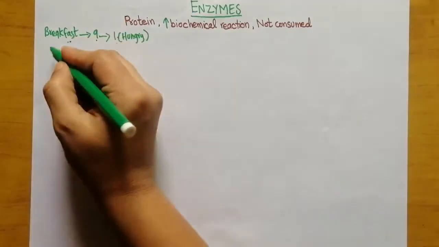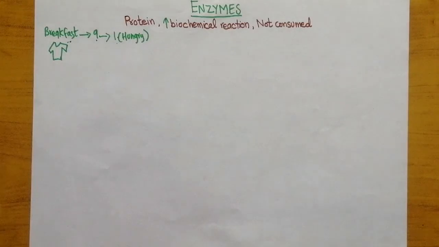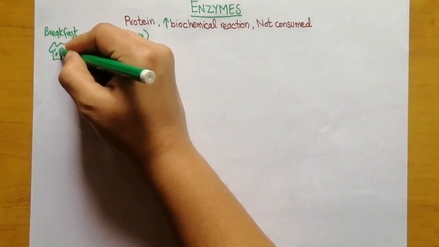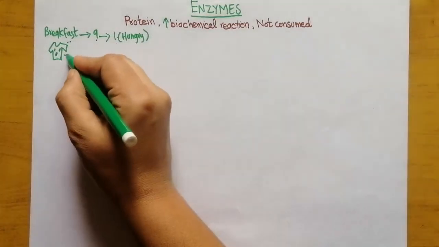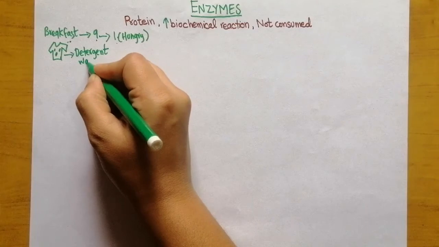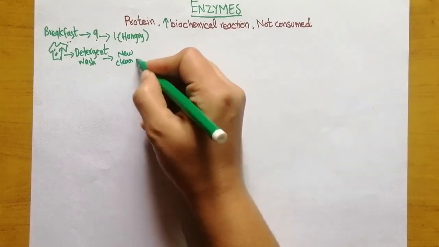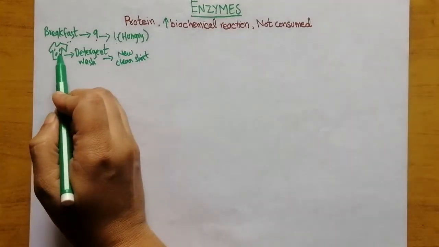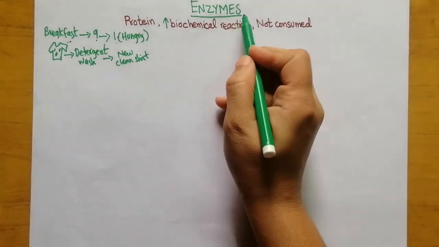Okay, similarly, you have a shirt, and when you are eating something, some spots or some kind of food is dropped on it. Now what you do, you use detergent to wash it, and after that you have a new clean shirt. So where did all this dirt, all these particles that were on the shirt go? This is another mystery, but it is no more a mystery, because the answer to these questions is enzymes.